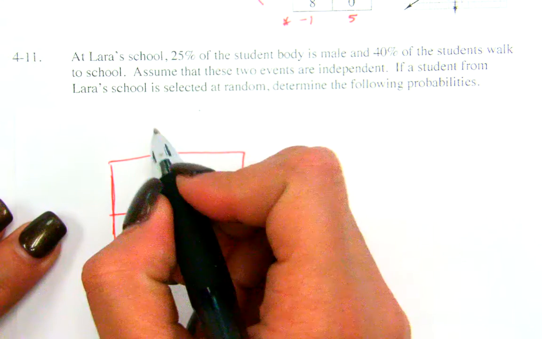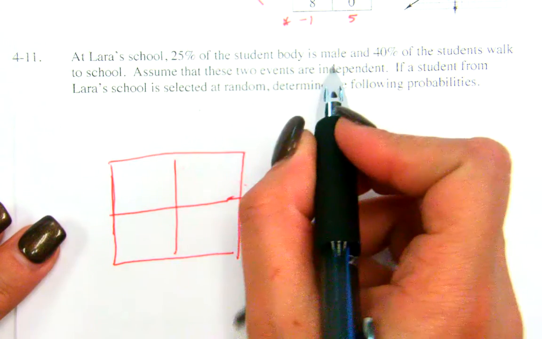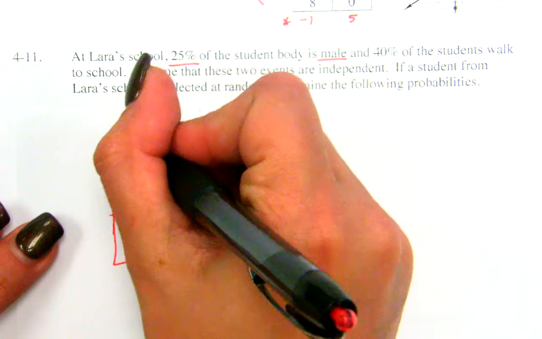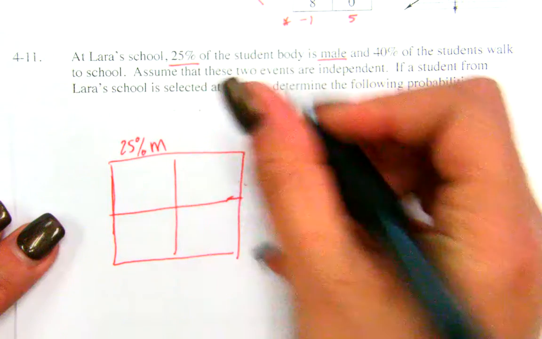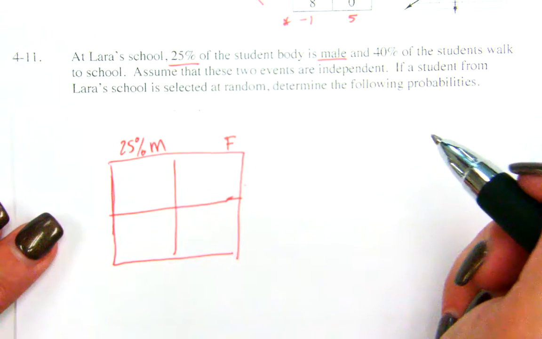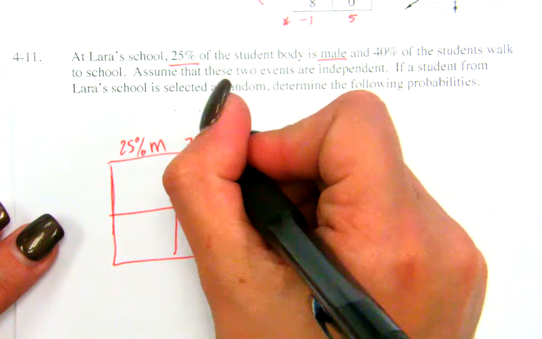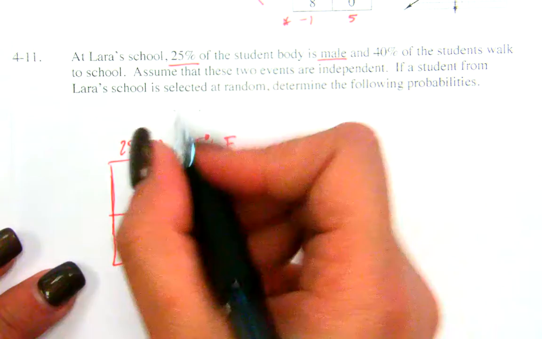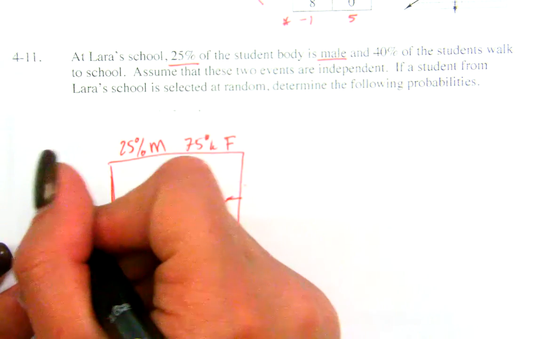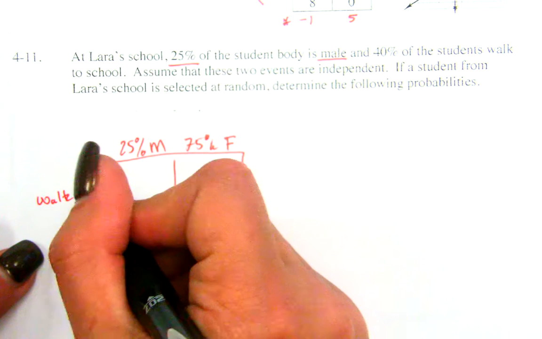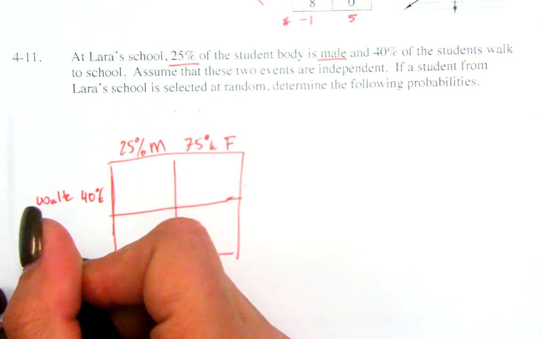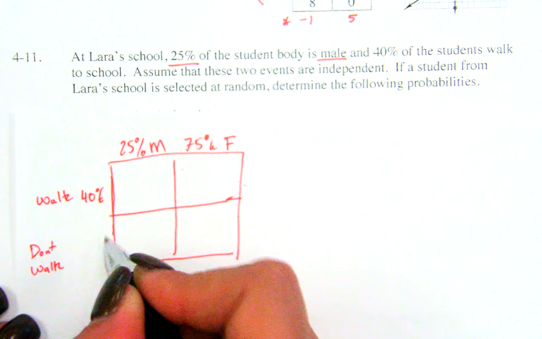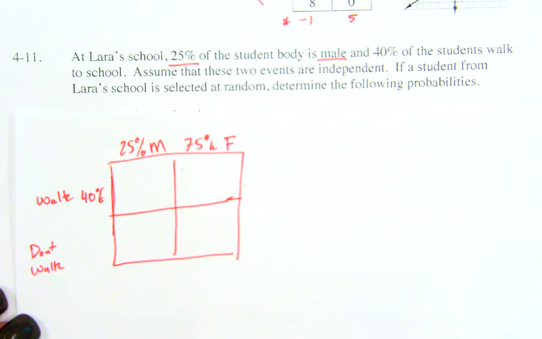So at Lara's school, 25% of the student body is male. So the question is, if 25% of them are male, what percentage are female? Okay, well, hopefully you're thinking in your head it's about 75%. And then 40% of the students walk to school. Okay, so we're going to have walk to school, 40%. And then I'm going to say don't walk. Don't walk to school is going to be about 60%.